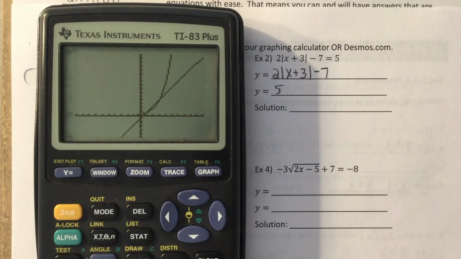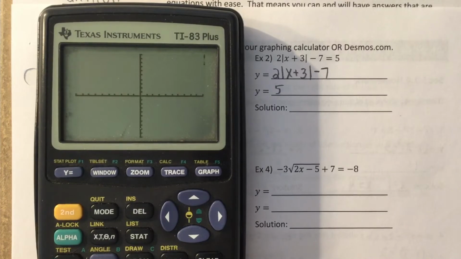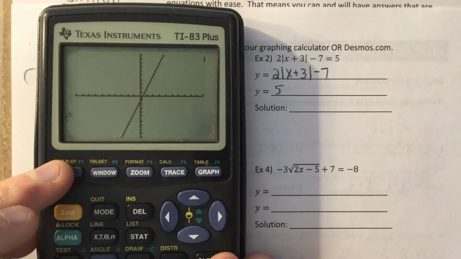And so now I can be really confident that they only intersect at those 2 spots. Okay. And remember, you can always press zoom 6 to get you back to a standard window. All right, going back to the second problem now.